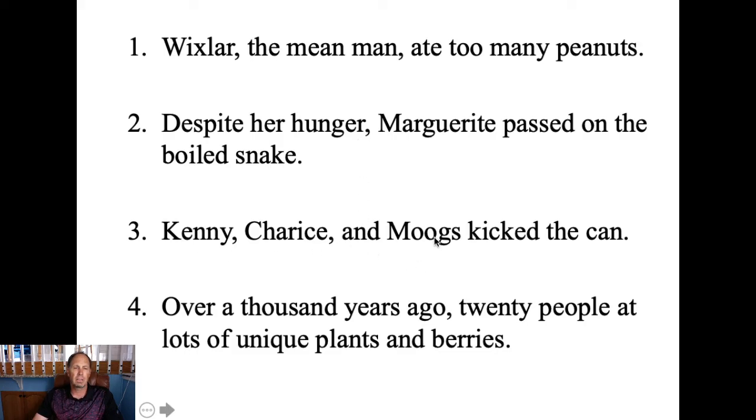Kenny, Clarice, and Moost, all three of them kicked the can, and I need both those commas to prove. There's another introductory phrase. That and is so tricky. But 20 people controls unique plants and berries. This is a combined group. This is a coordinated group. Unique plants and berries. I bet you got 100%.